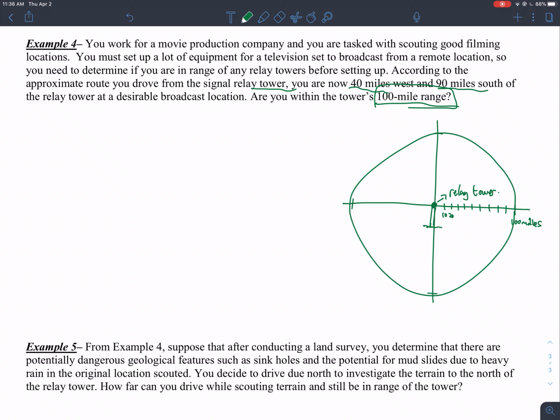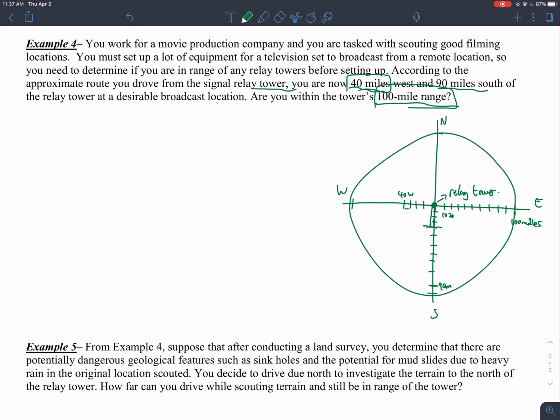So, what happened? I drove to a desirable location, and I am 40 miles west. Oh, this introduces more problems. Where's west? So, north, east, south, west. Okay? I'm 40 miles west and 90 miles south of the tower. So west would be 40 miles west. 1, 2, 3, 4. There's my 40 miles west. And then I go 90 miles south. So 1, 2, 3, 4, 5, 6, 7, 8, 9. That's definitely not correctly drawn to scale. But in any case, 9 would be more like here, 90 miles south. Okay? And so here I am.